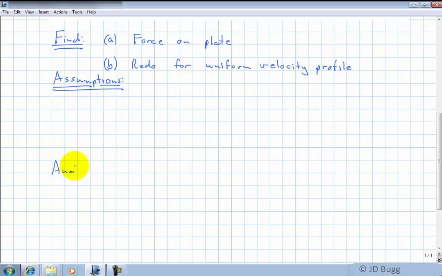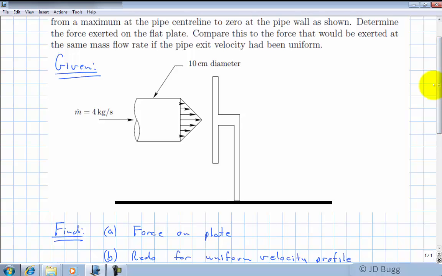And our analysis. So back up to the diagram here to talk about the analysis. So we're trying to find a force in this problem. And it's obviously not a fluid statics problem, but we're trying to find a force. So we want to use conservation of linear momentum, because linear momentum talks about forces and the resulting change in momentum. So that's what we're going to do.